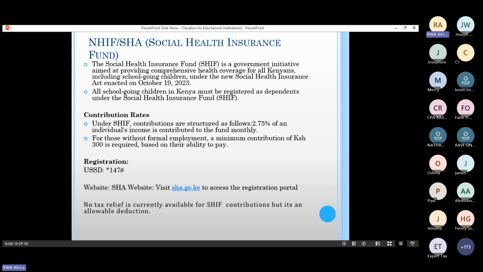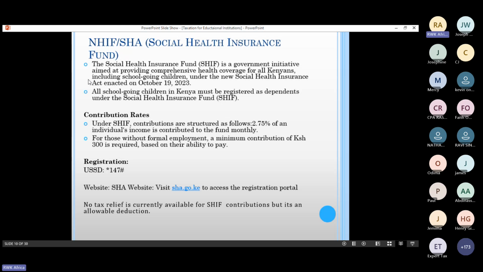We have the SHA under the Social Health Insurance Fund. It was introduced to replace the NHIF, and I believe now everyone is familiar with the SHA because it has been the talk of the town how it's not being effective. They are not catering for the bills, but that is the program that is there, and everybody should be registered at the SHA. Then the employer should also be registered so that you can be remitting the monthly contribution for your employees.